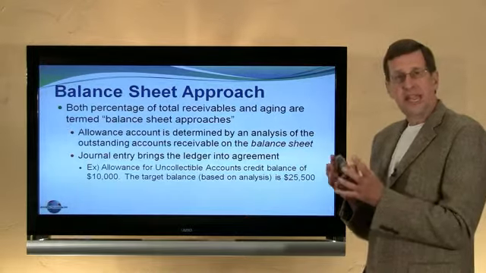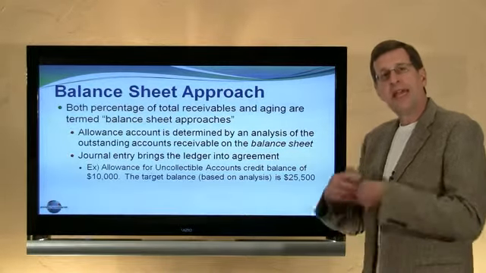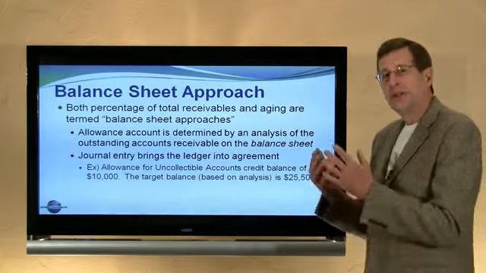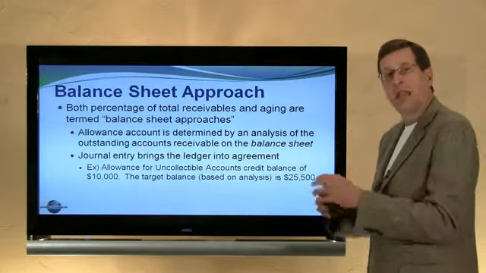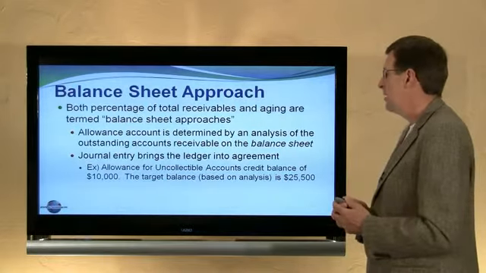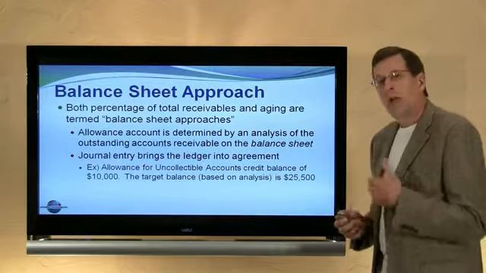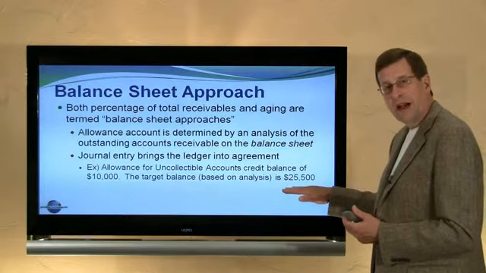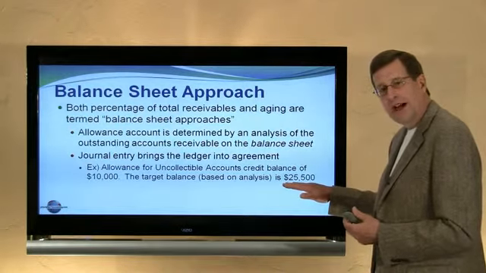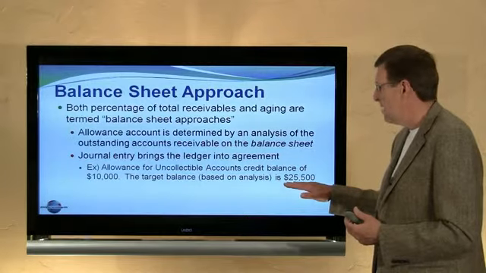We've looked at the outstanding accounts receivable on the balance sheet and done some analysis to determine what portion we think will not prove to be collected. We're looking at the balance sheet and deriving an estimate of the uncollectible. Okay? So in our fact situation, we had a $25,500 amount we expected to not be collected.